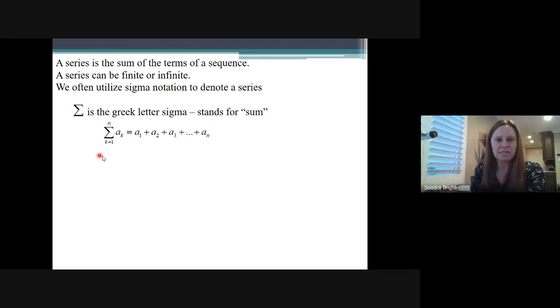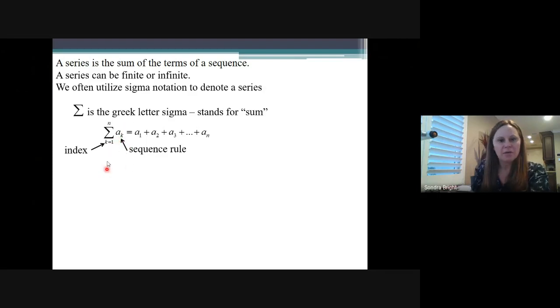So here's an example of sigma notation. Notice you've got the Greek letter sigma. Down here you've got k equals 1. That's called the index, and the index is starting at 1. And then up here is what we call the upper limit, which is n. And a sub k is the rule for the sequence.